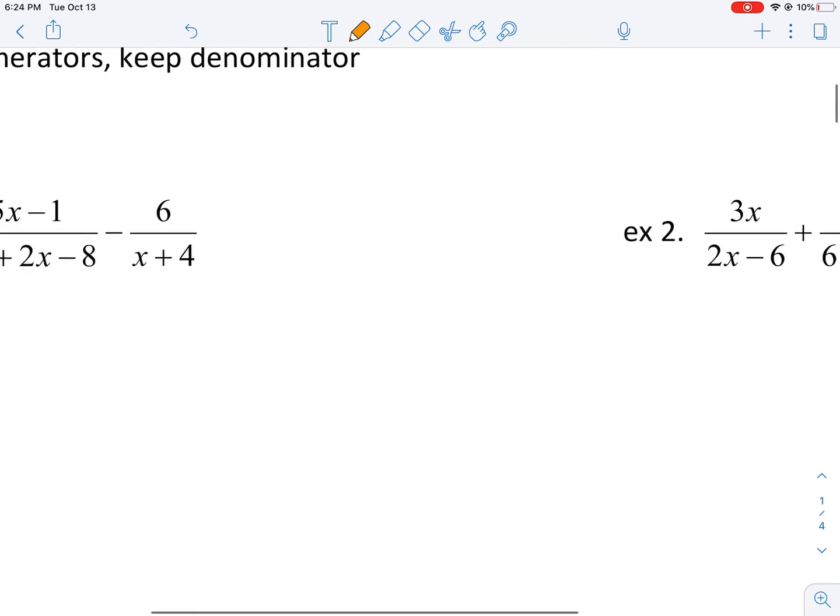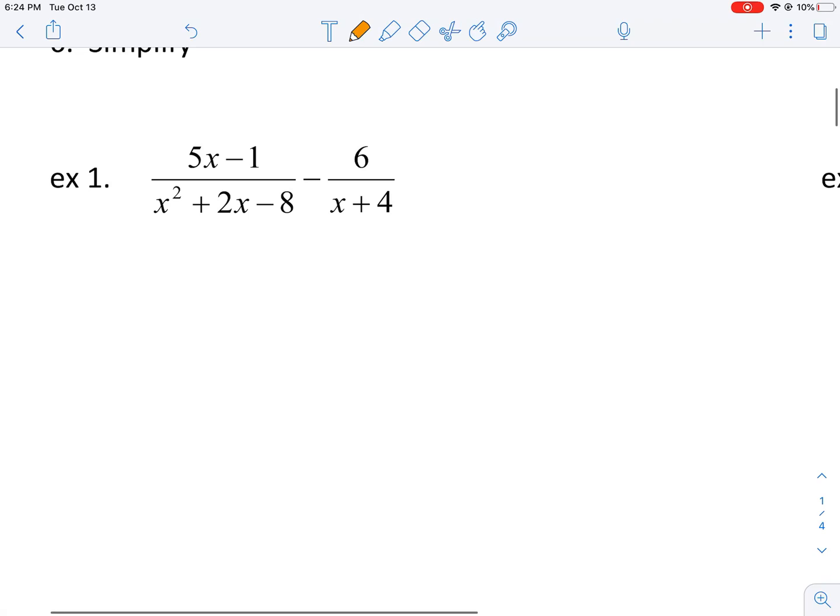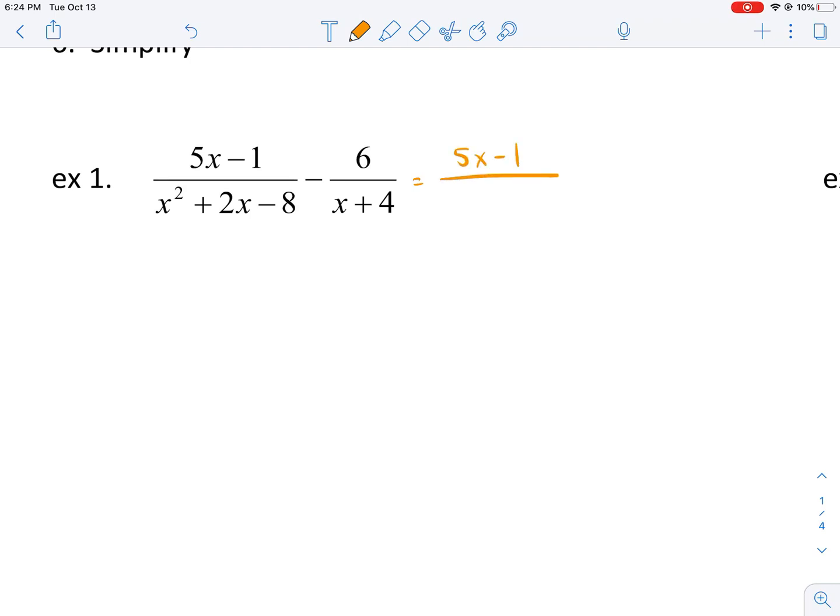So let's take a look at number 1. Number 1 looks a little bigger than what we've seen before. First thing you want to do is factor anywhere you can, especially in the denominator. So I take a look at this one here. I see negative 8, negative 1 and 8, negative 2 and 4. Which one of those can I get a 2 out of? Negative 2 and 4.